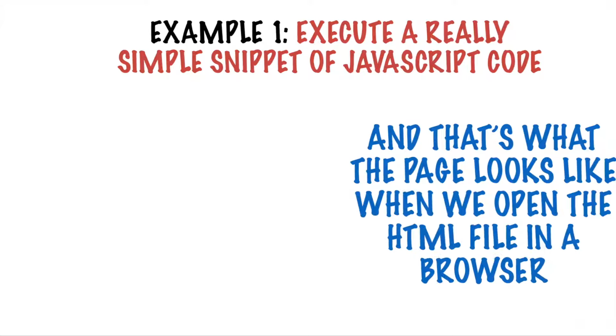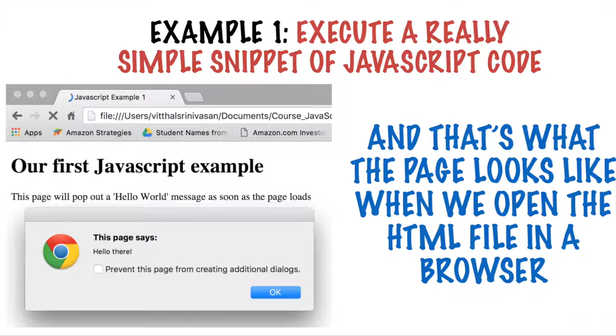Now, if you hit this HTML page in your browser, that is when we open the HTML file in a browser, what does it look like? You'll see shortly. This is what you see when you open this particular HTML file in the browser. It's our first JavaScript example. All of that we wrote using HTML. And notice this pop-up which says, hello there. This is what the alert statement in JavaScript executed, and this is what it displays on screen. The pop-up with hello there in it.